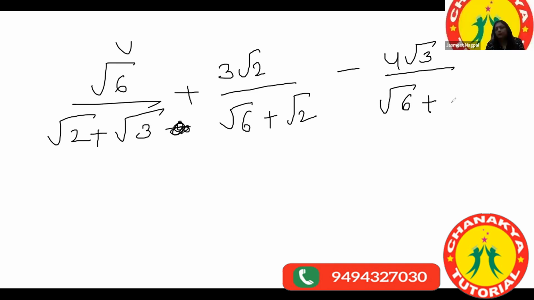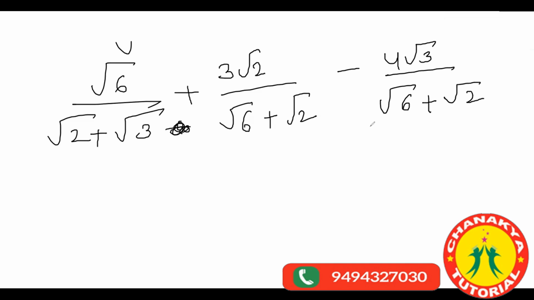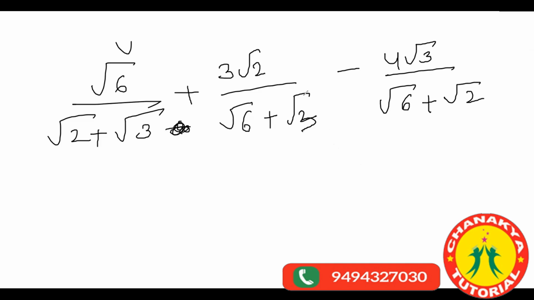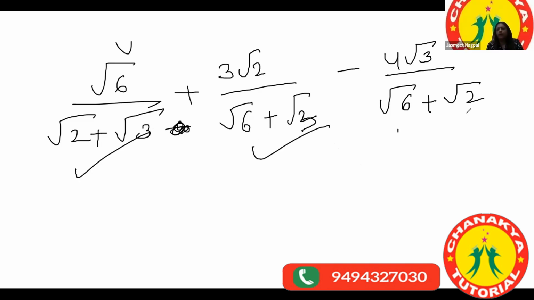Root 6 plus root 2. Ma'am, under 3 root 2, it is root 6 plus root 3. Under 3 root 2, the denominator here. Only this one is the question? Yes, ma'am. Ma'am, under 3 root 2, it is root 6 plus root 3. Yes, ma'am. Okay, now one by one you will take it, Rohit. Ma'am, I need to first conjugate one by one, right? Yeah, you will take rationalization one by one, then solve it according to the sign.